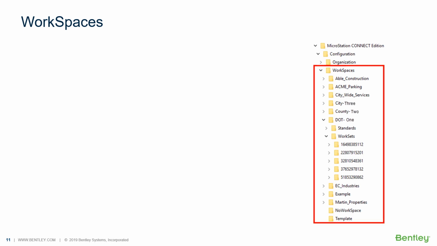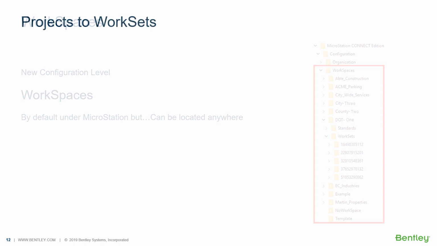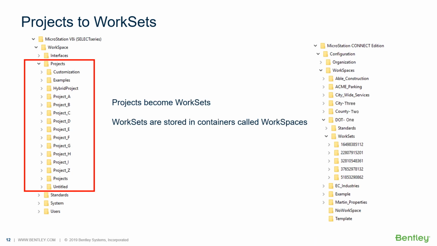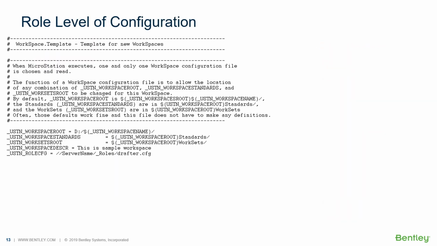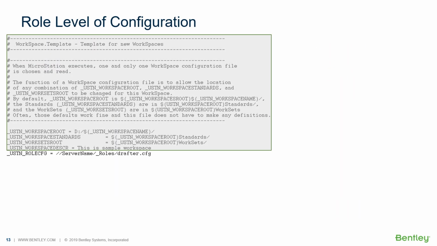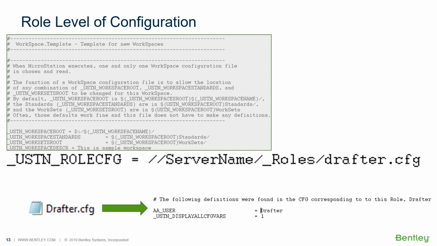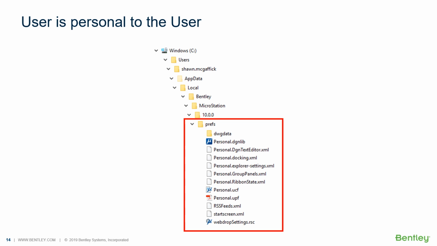A brand new configuration level has been added called Workspaces. What was a project in MicroStation V8i is now a workset. A role level has been added in between the workset and user levels of configuration. Personal data is now stored in the operating system users directory in App Data Local.